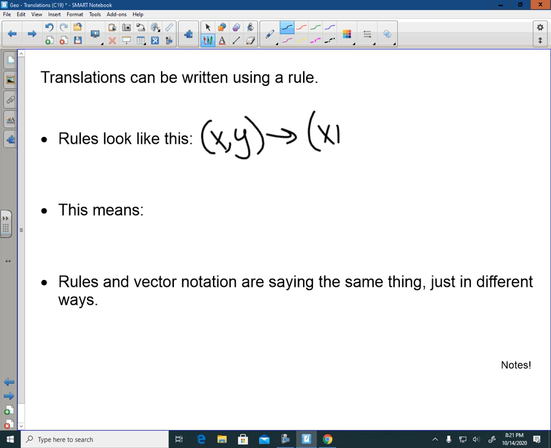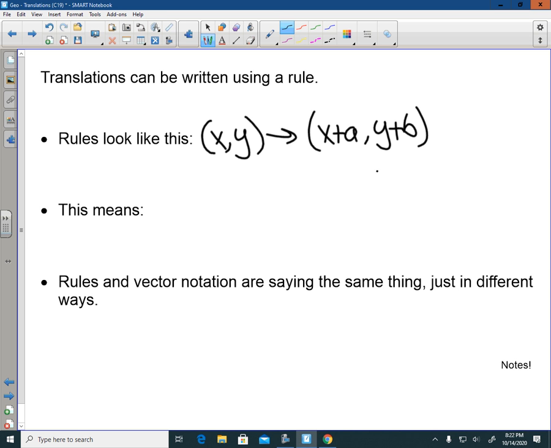Now, that looks really complicated, and it can be kind of scary. But the thing about math is, once you see something a few times, you kind of understand what they mean, and you get used to it, and it ends up being just fine. So this rule is actually a description of movement.